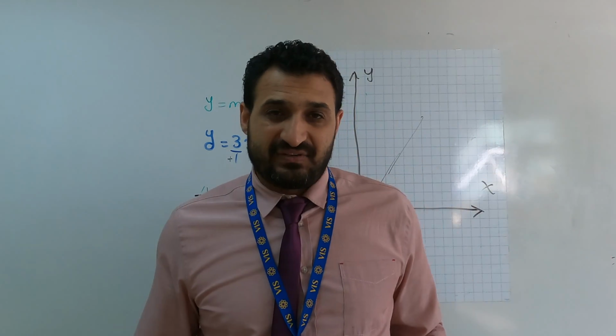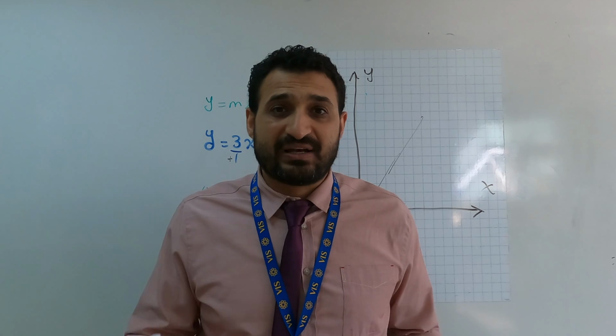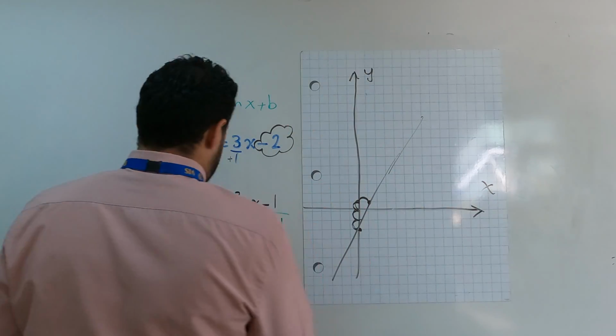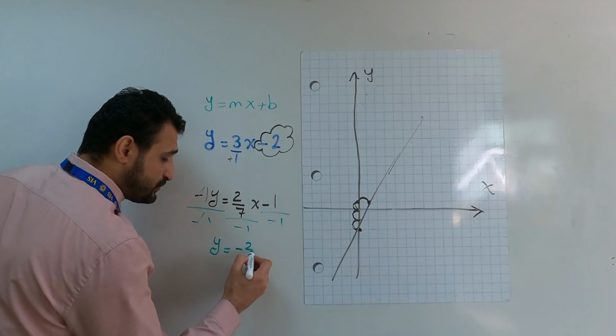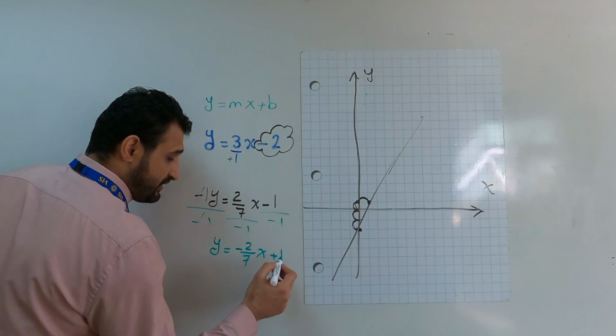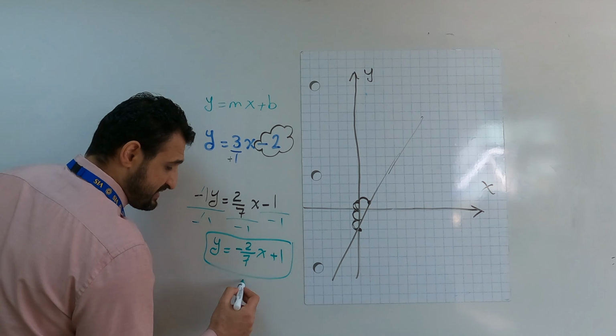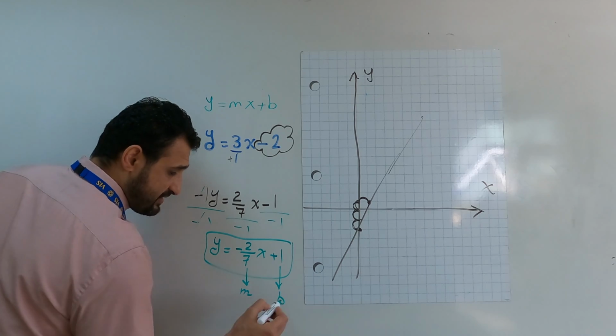By the way, make your life easy. Anything in the world, if you divide it by 1, the answer will be the same as the number. For example, 100 divided by 1 will be 100. But if you divide it by negative 1, it will stay the same, but the sign will change. So here 2 over 7 will be negative 2 over 7x. Negative 1 divided by negative 1 is positive 1. So this is mx plus b. The slope is negative 2 over 7 and the y-intercept is 1.